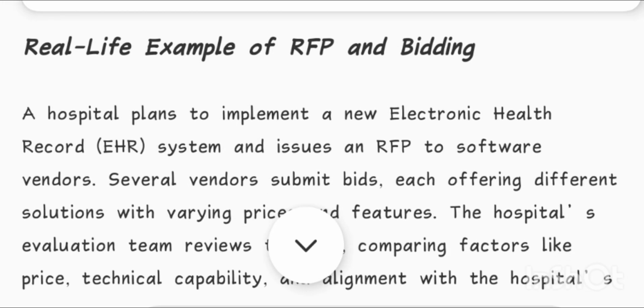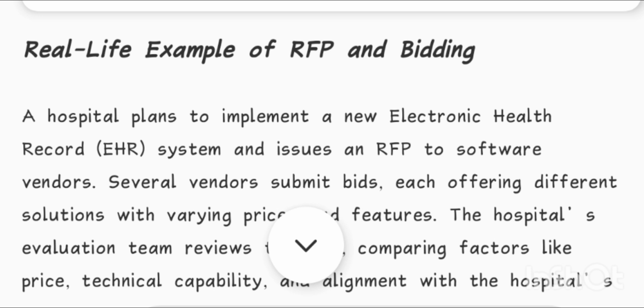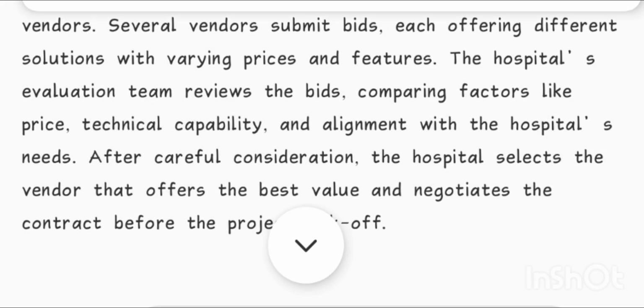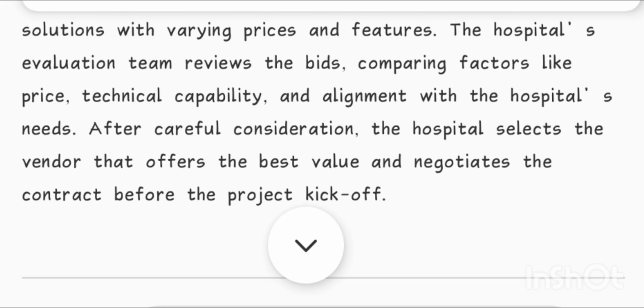Real-life example of RFP and bidding. A hospital plans to implement a new electronic health record (EHR) system and issues an RFP to software vendors. Several vendors submit bids, each offering different solutions with varying prices and features. The hospital's evaluation team reviews the bids, comparing factors like price, technical capability, and alignment with the hospital's needs. After careful consideration, the hospital selects the vendor that offers the best value and negotiates the contract before the project kickoff.